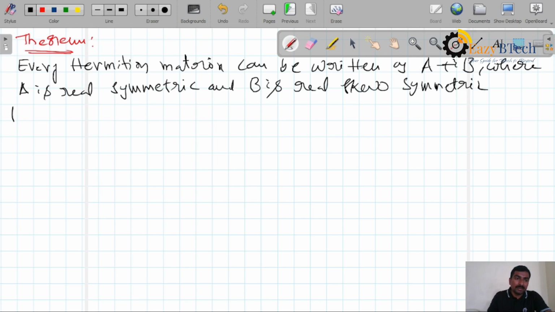This is a very, very important theorem. Every Hermitian matrix, you can take any Hermitian matrix, can be expressed or written as A plus iB form. So what is A? Here A is a real symmetric matrix and B is a real skew symmetric matrix. So this is an important proof. Suppose, for example, let capital H be a Hermitian matrix.